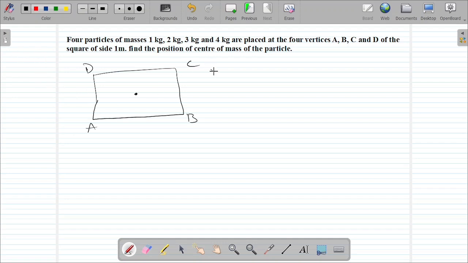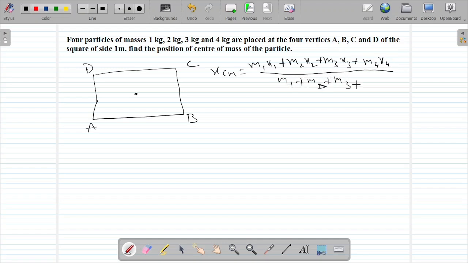So what is the formula? X center of mass equals m1 x1 plus m2 x2 plus m3 x3 plus m4 x4 by m1 plus m2 plus m3 plus m4. So this is for the center of mass. Now from the center, let's consider what they mentioned. Every side is 1 meter.